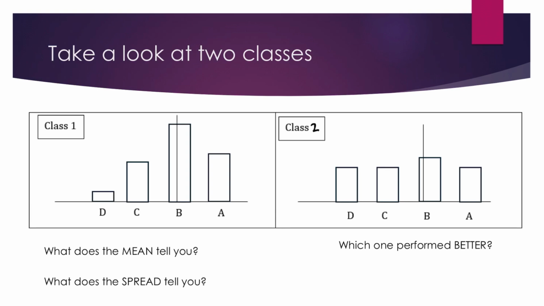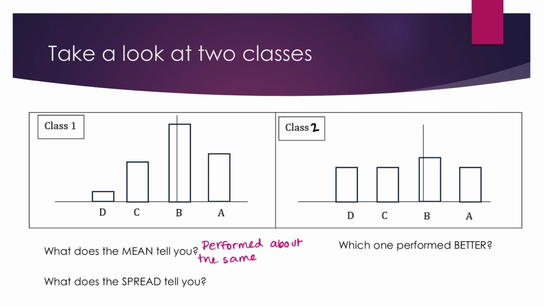Let's take a look at the mean. That's the line that I drew there. The mean tells us that they actually performed about the same, because their means are in about the same spot. You can see here it's in the B, and here it's around that too. It's a little bit less in class 2, but it's about the same. If we were just talking about that measure of center, we could say both classes had about the same mean, the same score. But the spread tells us a different story.